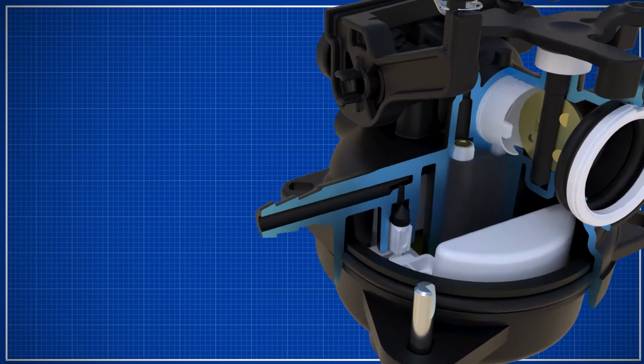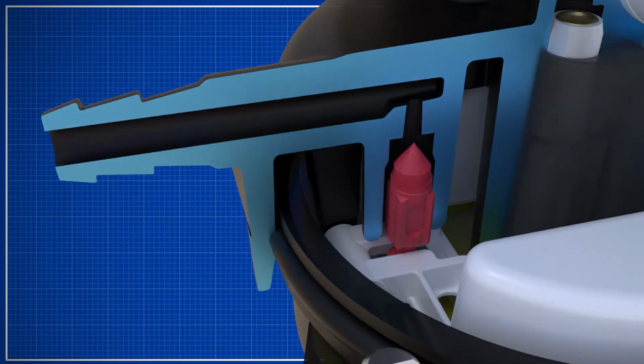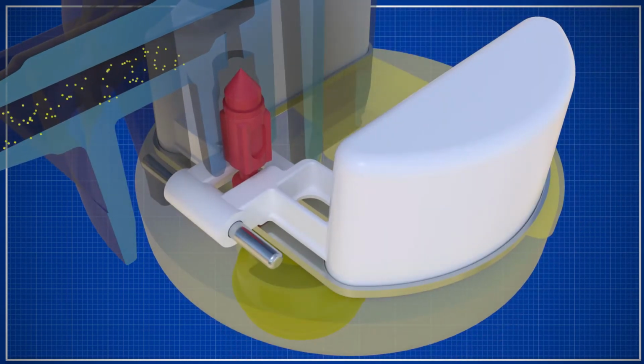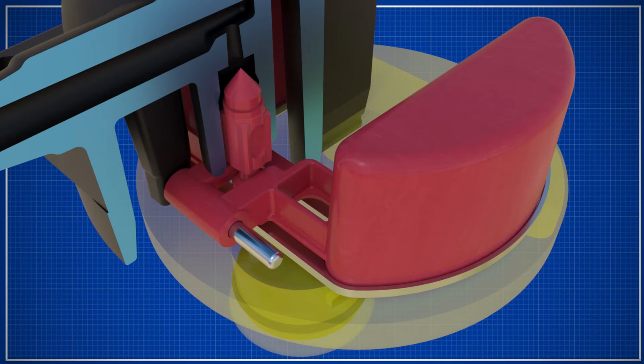The fuel goes into the carburetor body. It moves through an inlet needle and seat before it fills a bowl area in the bottom of the body. A float operates the needle and seat, which controls the level of fuel in the bowl.